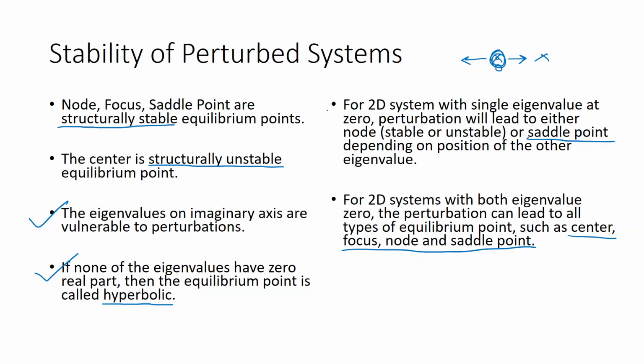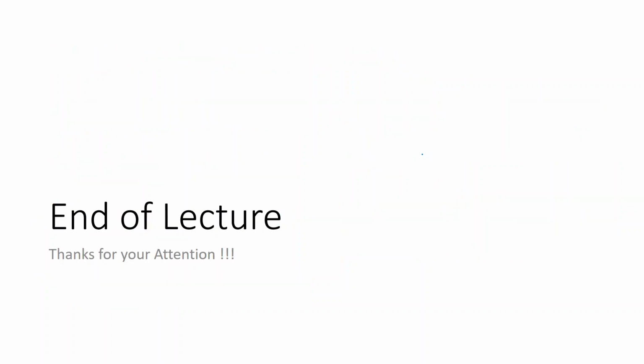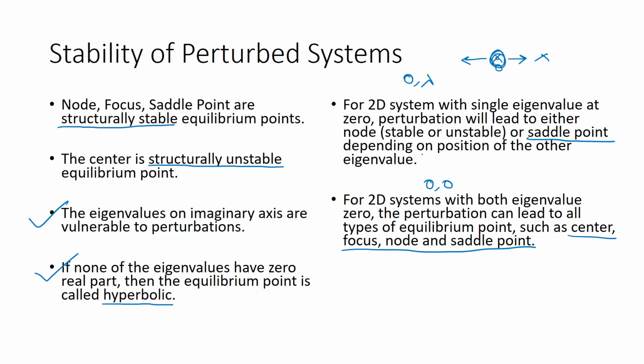Now I have actually not shown you the phase portraits when we have a real zero eigenvalue with another different eigenvalue, and when we have both eigenvalues zero. So I suggest that you try to draw some phase portraits, or simulate them, and see how they look. With that we come to the end of the lecture, and I hope you understood the importance of the phase portrait.